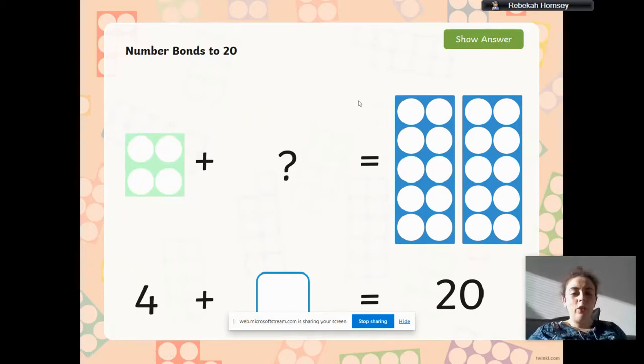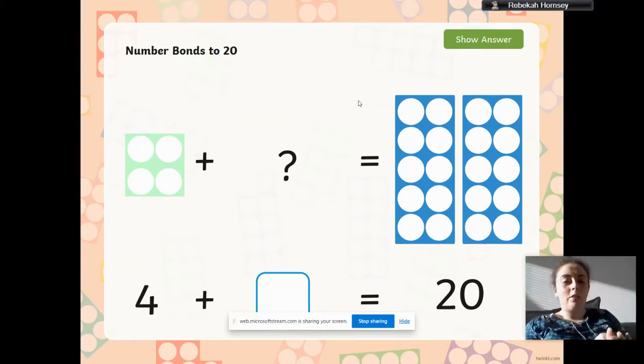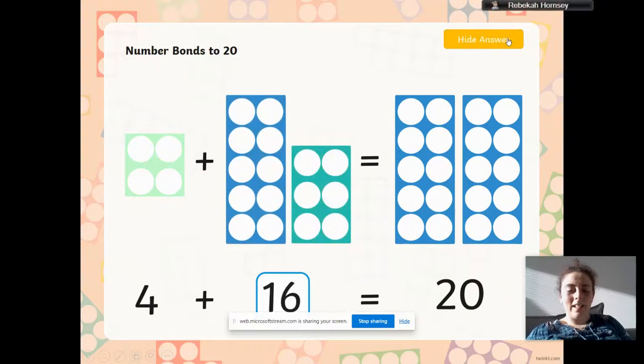Now we've got 4 add something equals 20. Have a try at home again. You can use your fingers to count, you can count on in your heads, you can get some things to help you count. You need 20 items all together. Got it? Let's see. It is 16. 4 add 16 equals 20.